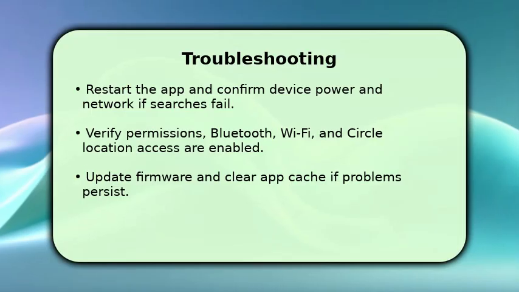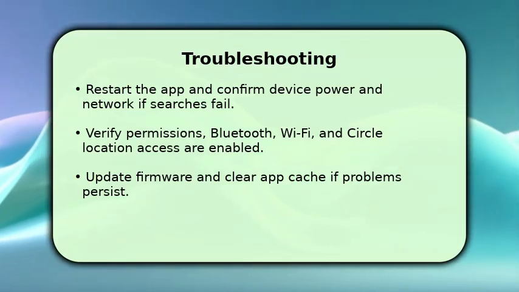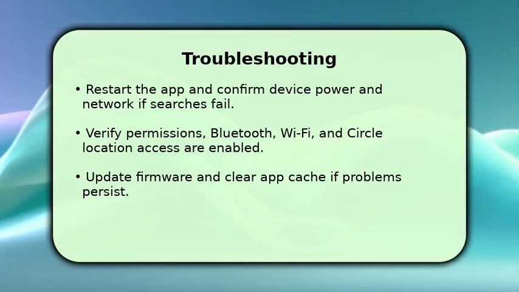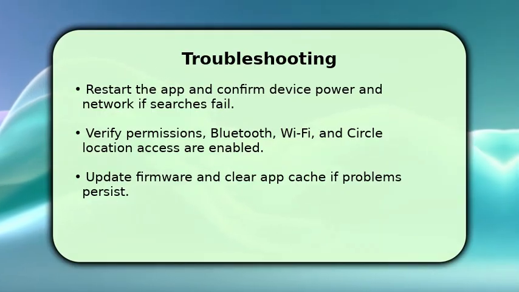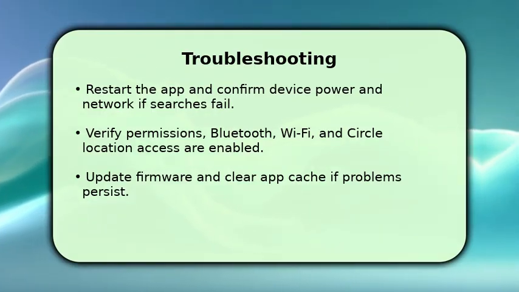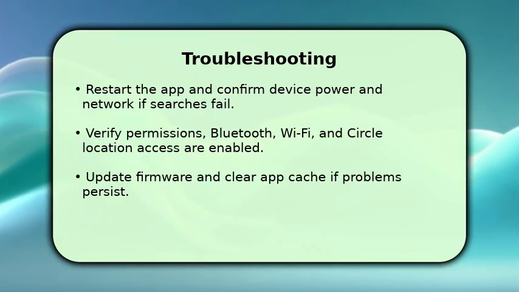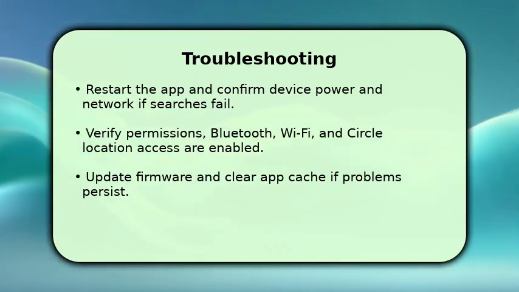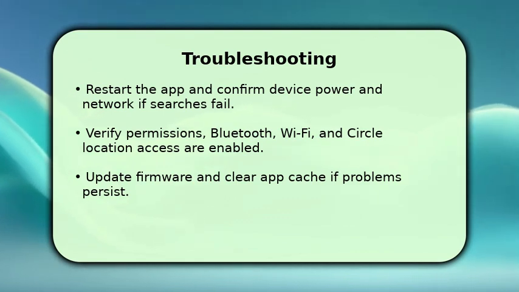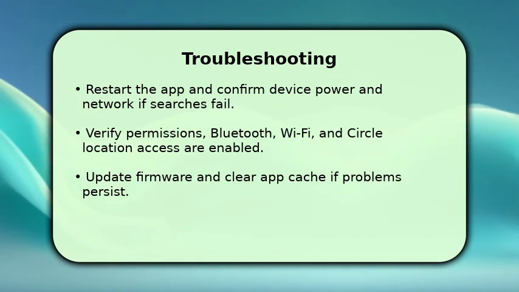If searches return no results, restart the app and confirm device power and network before troubleshooting further. Check permissions, Bluetooth, Wi-Fi, and ensure Circle has location access to discover Xiaomi devices. Update firmware on Xiaomi devices and the Circle app to fix incompatibilities, and clear the app cache if issues persist.